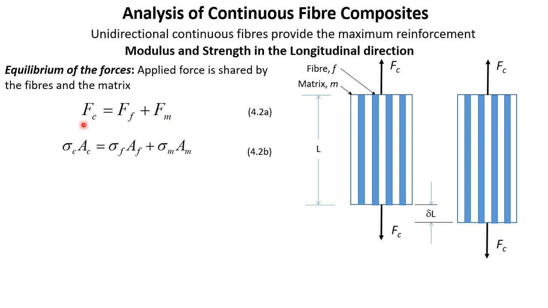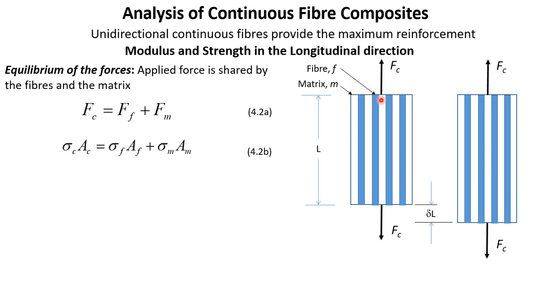So whatever force we are applying on the composite is being shared between the fiber and the matrix. F indicates fiber, M indicates matrix. So this force will be a sum of force taken by the fiber and force taken by the matrix. Now we know the force can be written in the form of stress multiplied by cross-sectional area. So Fc, which is the force on the composite, can be written as sigma c multiplied by Ac. Sigma c is the stress on the composite, overall stress, and Ac is the overall cross-section area of this composite, complete cross-section of this composite.